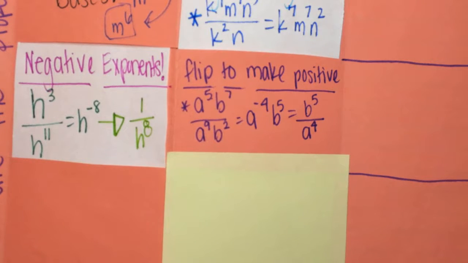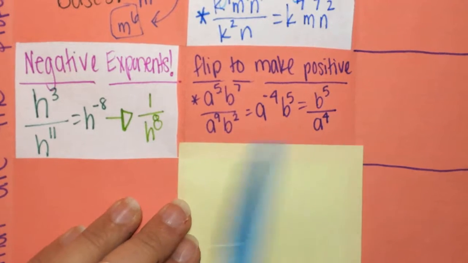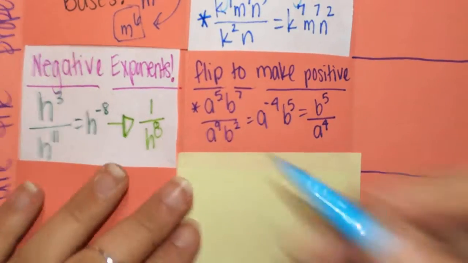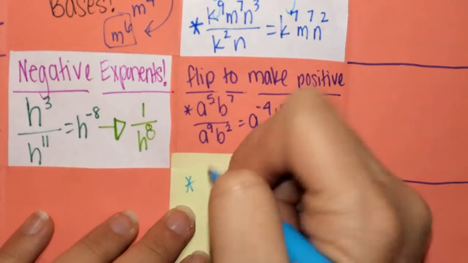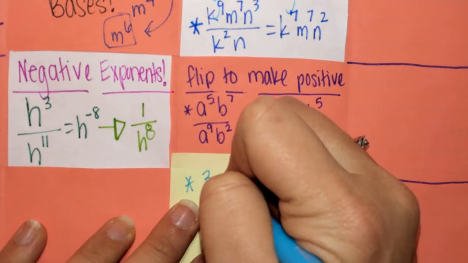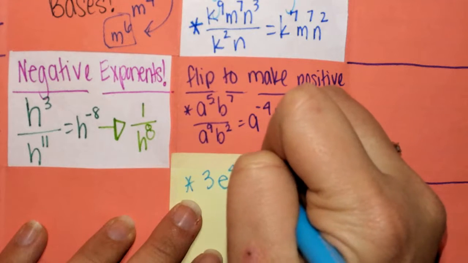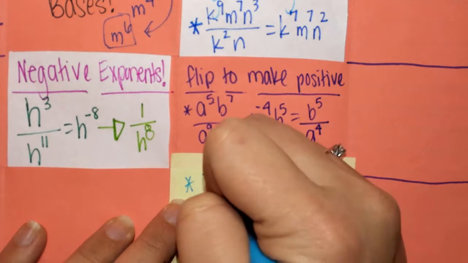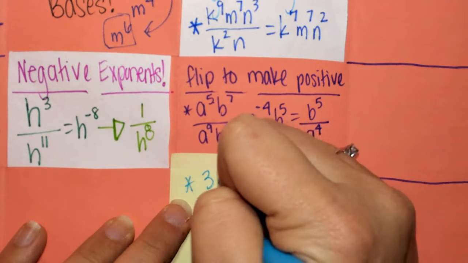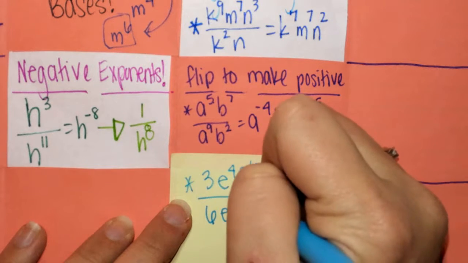All right, so this is my next example. I'm writing it down here because I don't have room underneath in my section. My next problem is going to be 3e to the 4th f to the 6th divided by 6e to the 8th f to the 9th.